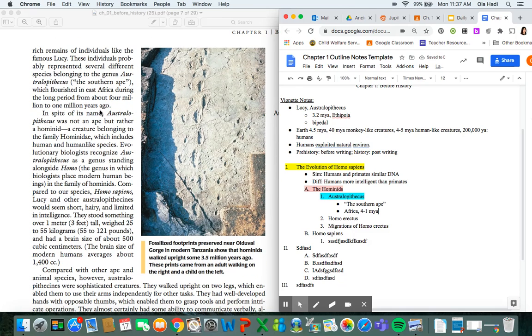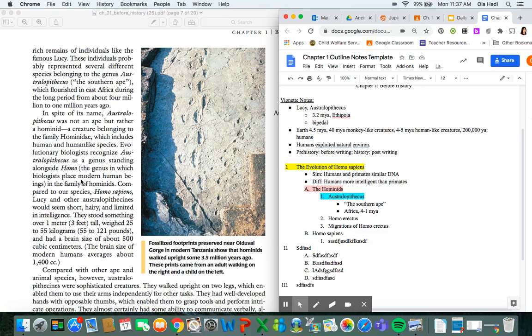In spite of its name, Australopithecus was not an ape, but rather a hominid. It's telling us even though its nickname is the southern ape, it's not an ape, so don't get confused here. We know it's a hominid, but I don't need to write that down because it's already under the hominid section, so it's obvious. A creature belonging to the family Hominidae, which includes humans and human-like species. Evolutionary biologists, biologists that study our evolution, recognize Australopithecus as a genus standing alongside Homo, the genus in which biologists place modern human beings in the family of hominids.